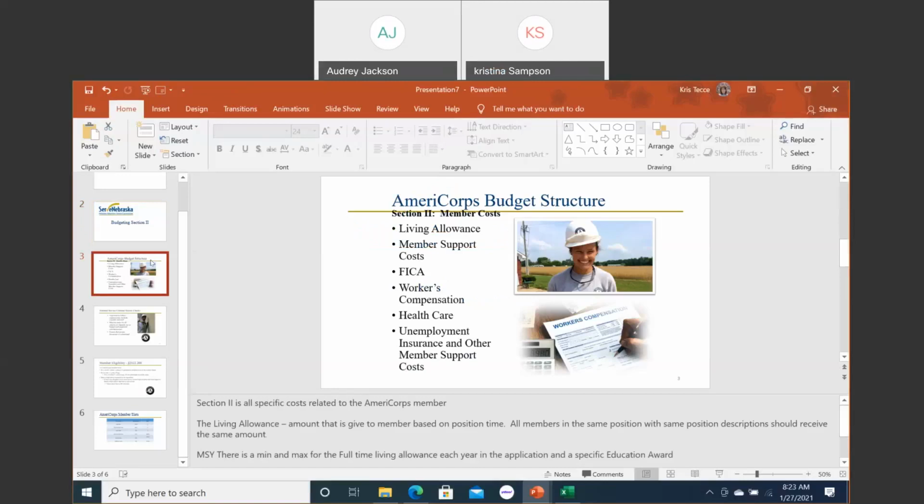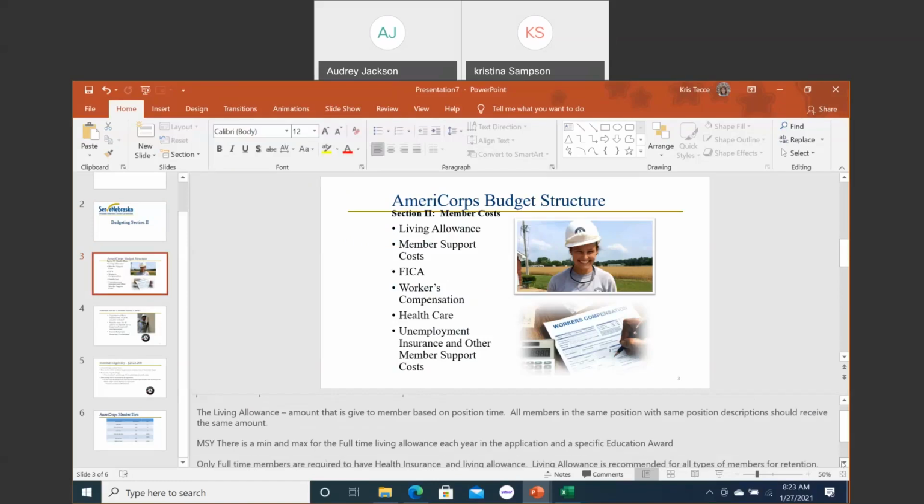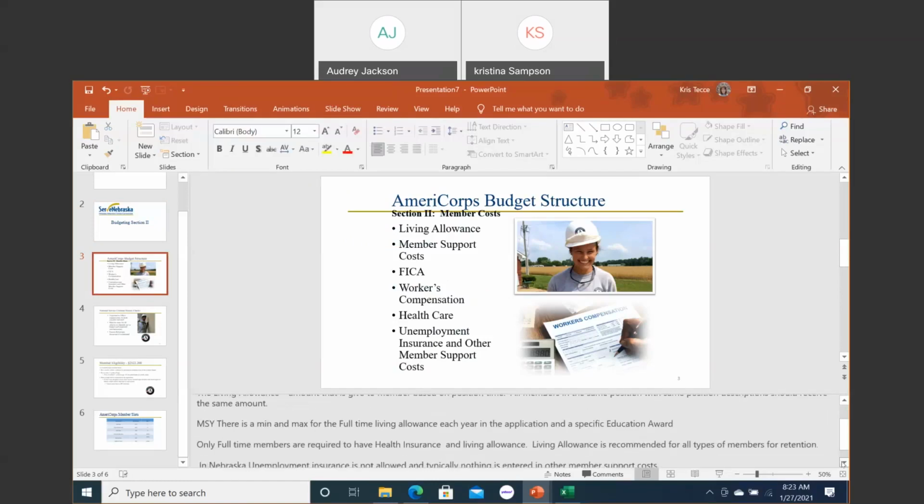In terms of the living allowance, you need to figure out, again, what type of member works for your program. There's all different kinds of positions, and we're going to go over the different kinds of slots that you can have. Again, one of the keys is you want to make sure that all members in the same position with the same position description receive the same living allowance. That will be something that will be very important. Note that there's also a minimum and maximum for full-time living allowances each year and a specific education award amount.